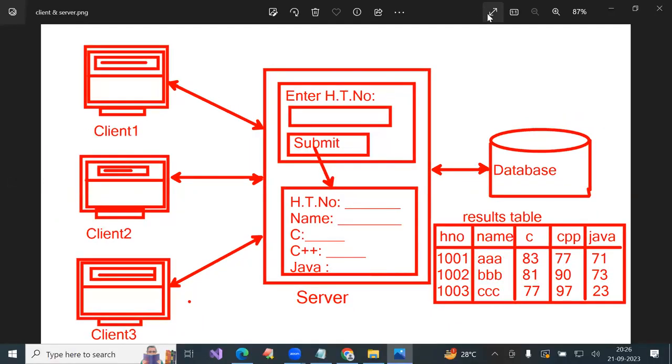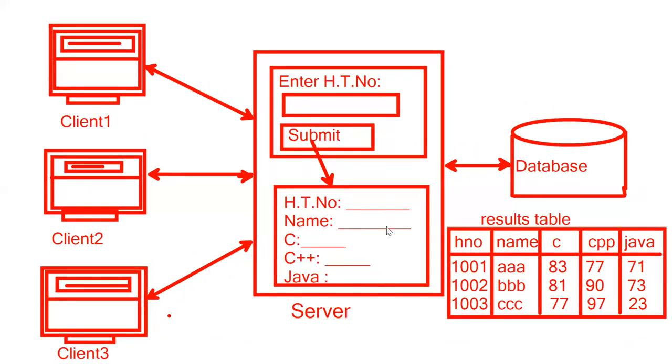Now, in this example, you observe here. If you want to design like this, here, enter hall ticket number. It's one label, it is one text field, it is one submit button. Like this, if you want to design, first of all, we require HTML, hypertext markup language. With that hypertext markup language, we can design like that. This is only the layout.